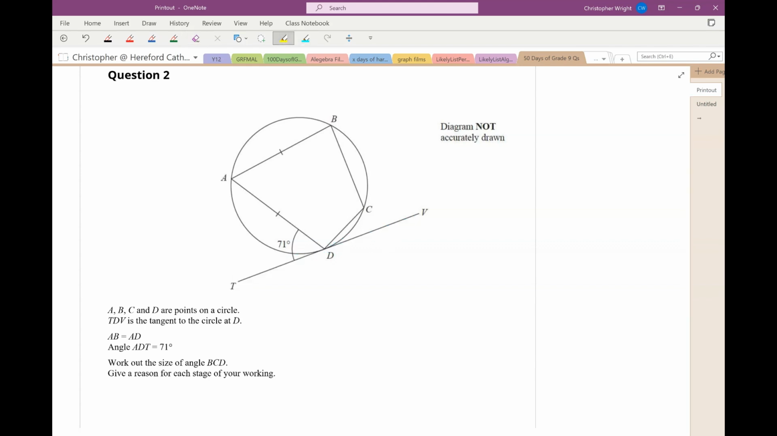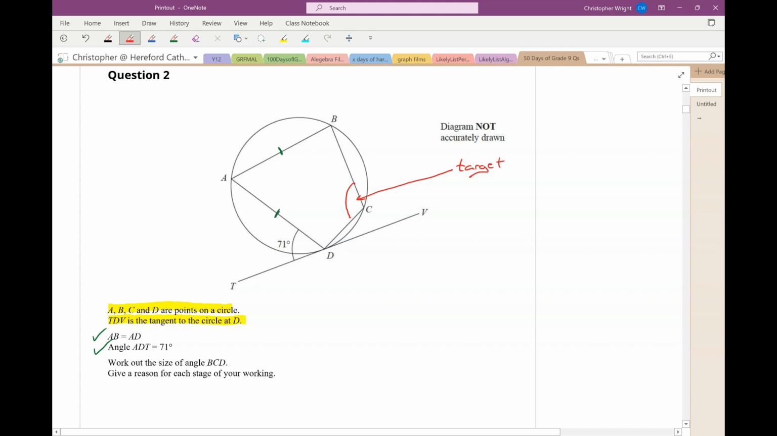Let's have a look. A, B, C, and D are points on a circle. Okay, that's how it looks on the diagram. TDV is a tangent. AB equals AD. Oh, that line equals that line. Okay, so I've got the makings of an isosceles triangle, perhaps. Angle ADT is 90. Angle ADB is 71. Yes, that's marked. Work out the size of angle BCD. This angle BCD is my target angle there.